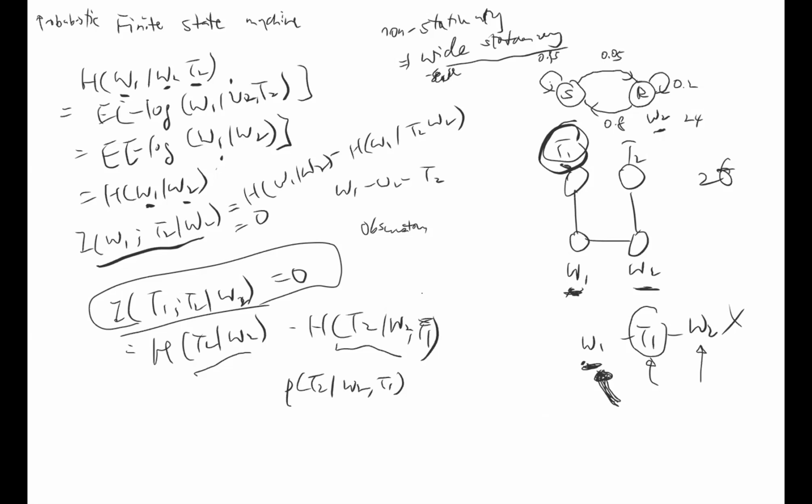So since knowing T1, the temperature yesterday, does not tell me precisely whether yesterday was sunny or rainy, then if I also know W1 precisely, whether it's sunny or rainy, it is going to help. So therefore, this Markov chain should not exist.